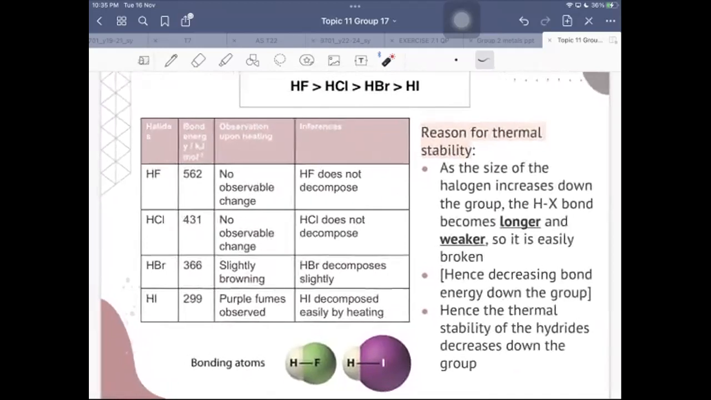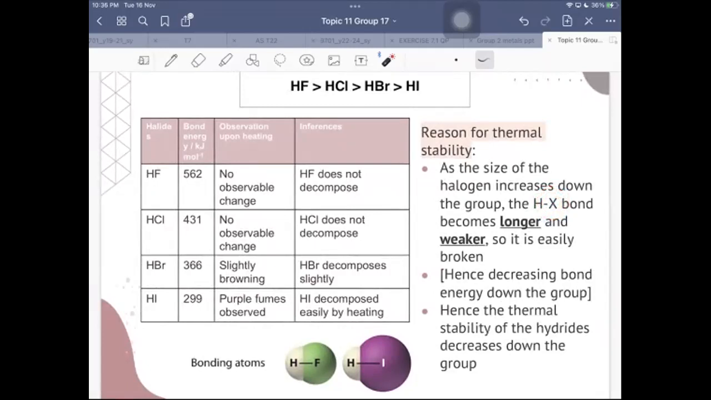Because thermal stability involves breaking down the hydrogen halide bond, we want to look at the bond strength of this hydrogen and the halogen. Okay, so the reason for thermal stability is again something to do with the size. As the size of the halogen increases down the group, the hydrogen-halogen bond, HX bond, where X stands for either fluorine, chlorine, bromine, and iodine, becomes longer as well.